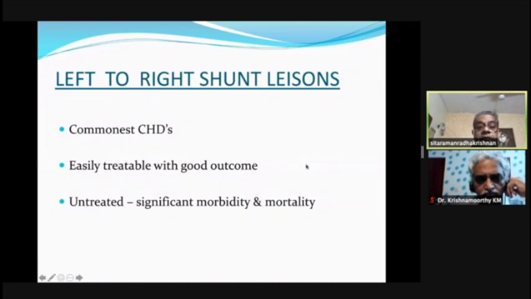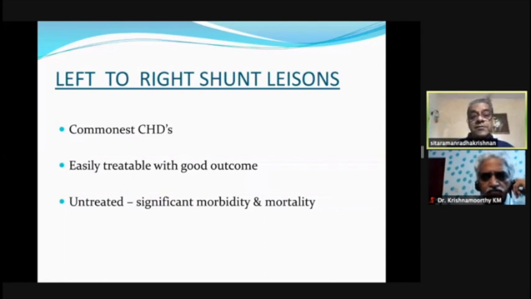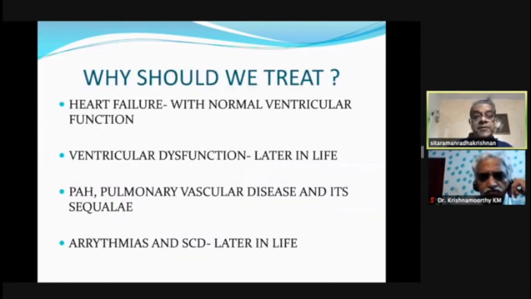Of course, in a country like ours, where a lot of patients come to us late in the natural history, it can carry significant morbidity and mortality. The so-called less than 2% mortality is for patients who present to us at the appropriate time. So the question is, why should we treat this group of lesions?